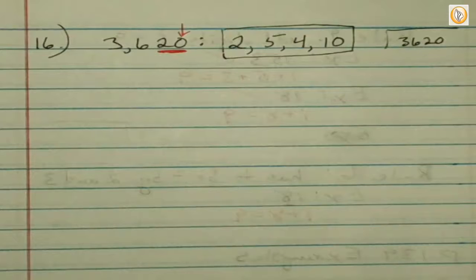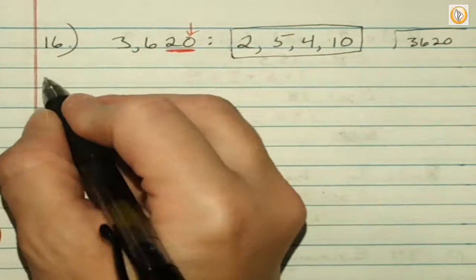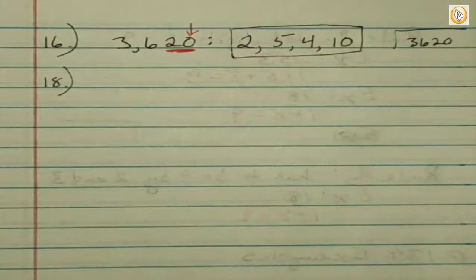Okay, 0 is not divisible by 2. Don't worry about it. You can watch this 0 video. 0 is not divisible by anything but 0. Okay, don't worry about it. All right, we're almost done, in fact. All right, 18.